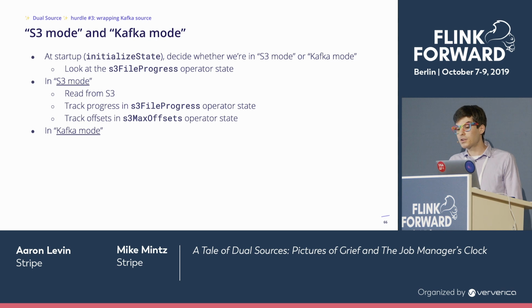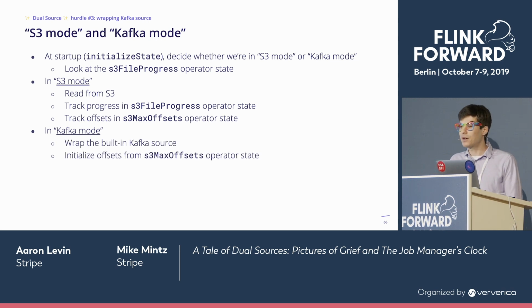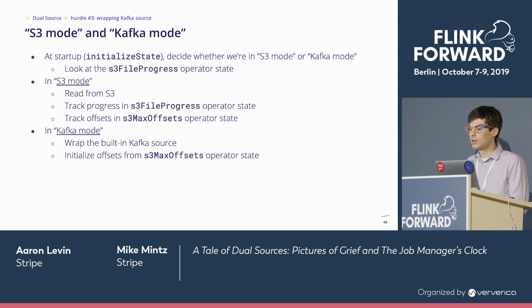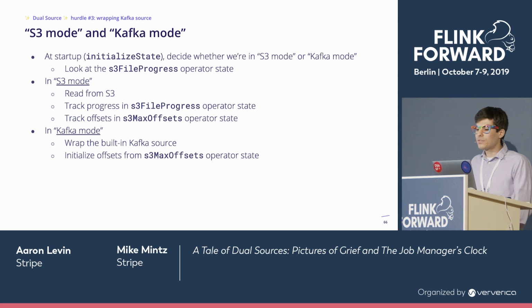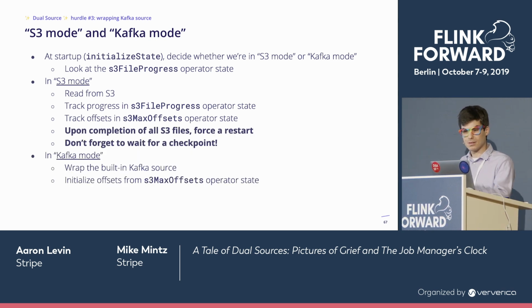Then when we start in Kafka mode, we'll just wrap the built-in Kafka source, and since we have the max offsets stored in state now, we can use them to initialize the Kafka source. But how do we get from the end of S3 mode to initializing Kafka mode? Easy.